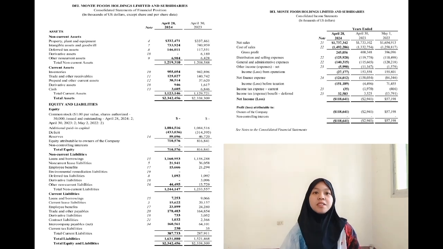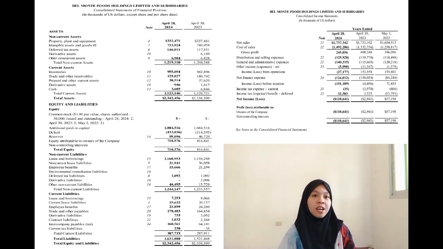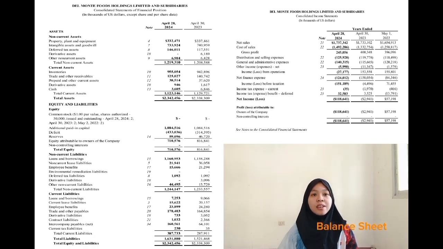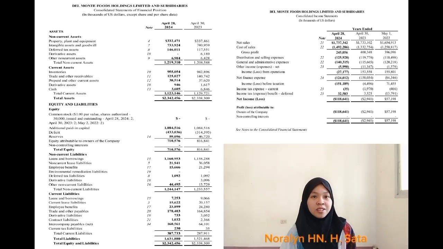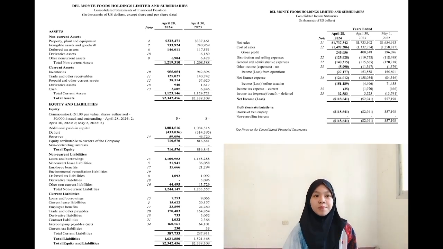Hi everyone, good day. The financial statement of Del Monte using the activity ratio with their formula. So we have a balance sheet and income statement for the years 2023 to 2024. Before we start, let me introduce myself. Hi, I am Marilyn Hajisata and let's begin.